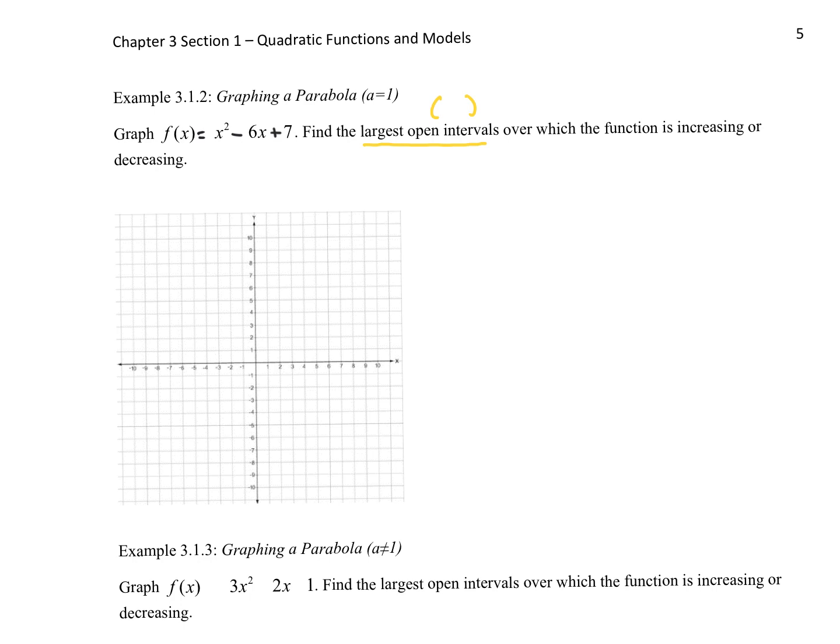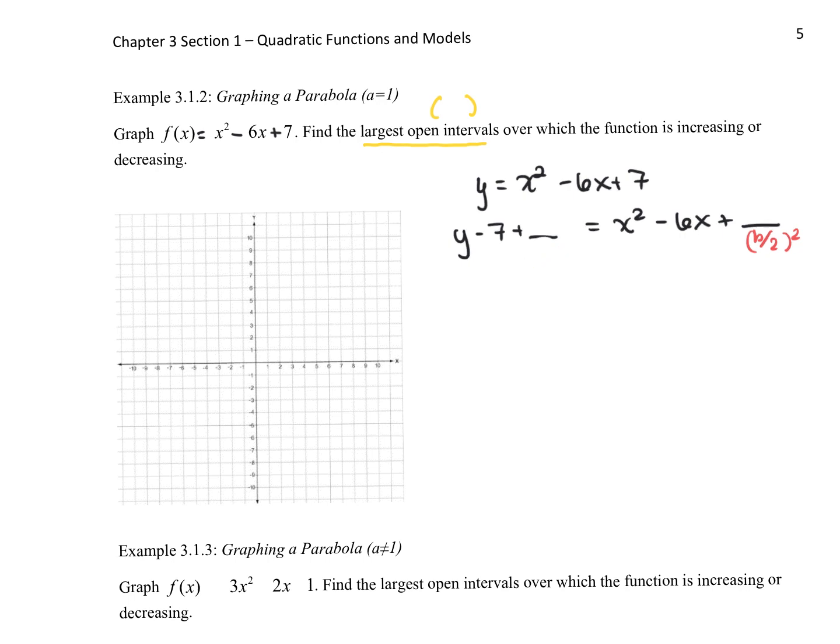And to graph, I'm going to convert it. So I'm going to call it y for a second. Y equals x squared minus 6x plus 7. I'm going to complete the square so I can find the vertex. I'm going to minus the 7 over. So y minus 7 plus blank equals x squared minus 6x plus blank. That blank is b over 2 squared on both sides, as long as there's no leading coefficient.